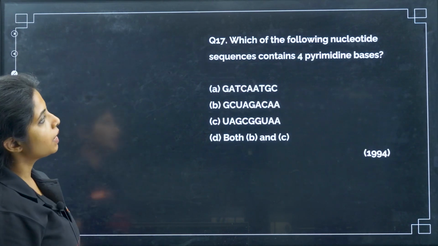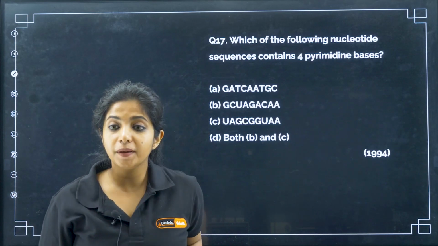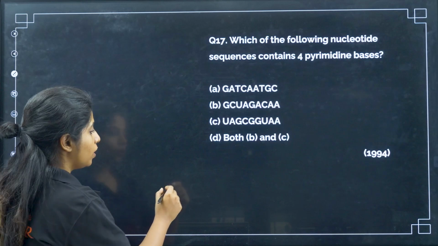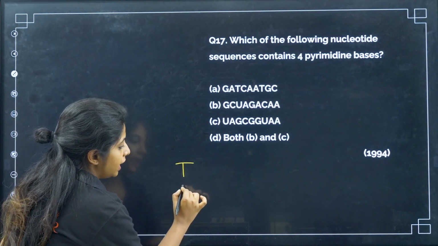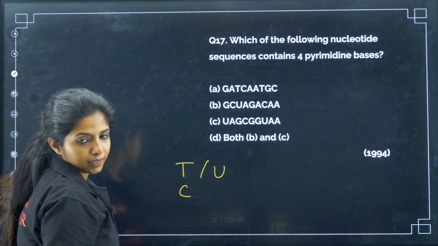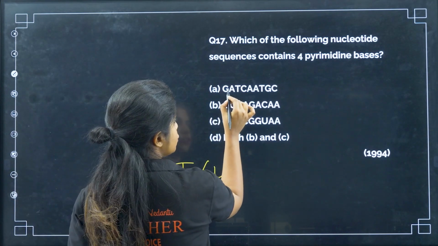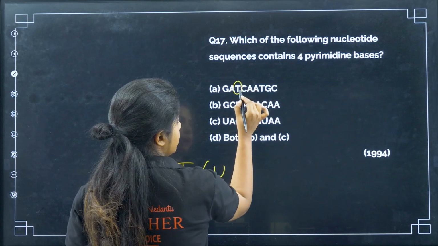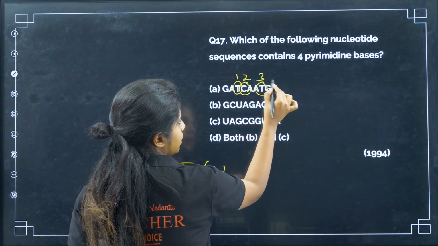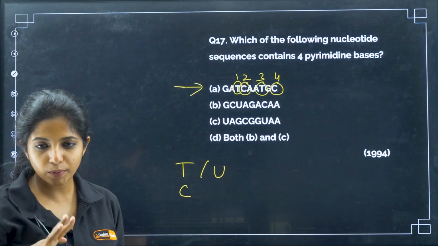Cool. Next, which of the following nucleotide sequences contains 4 pyrimidine bases? 4 pyrimidine bases, my dear children. Pyrimidines are what? I told you it can be thymine, it can be cytosine, or it can be uracil as well. So you need 4 of them. So over here if you see there is GAT. This is 1. This is 2. This is 3 and this is 4.